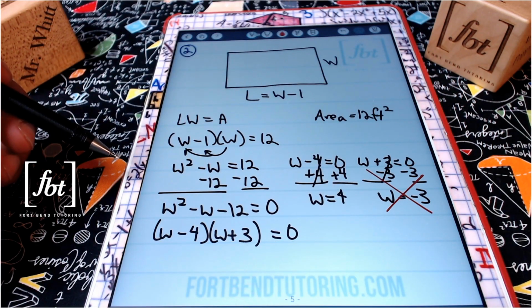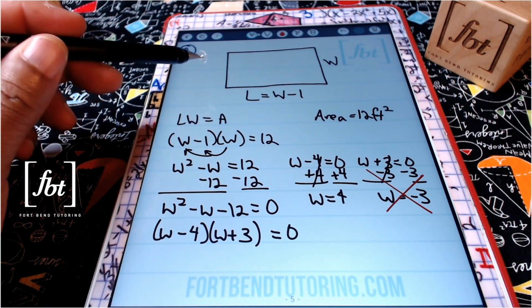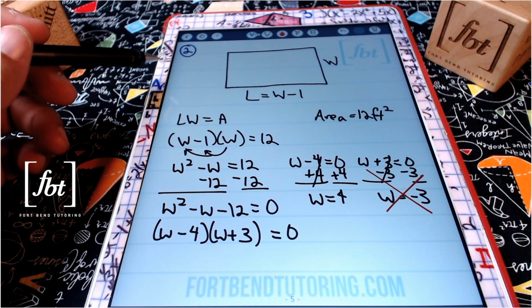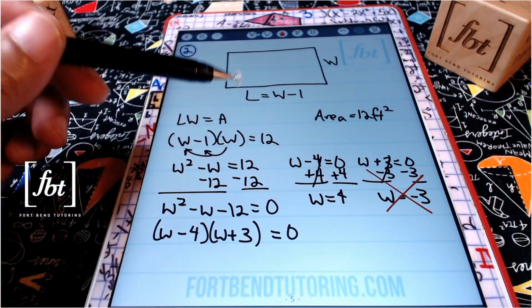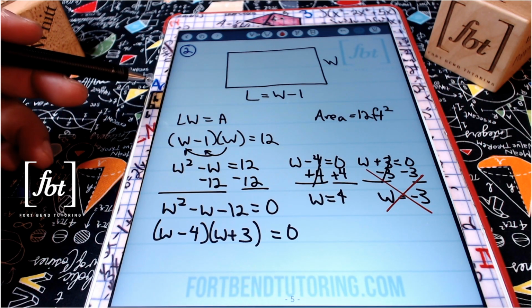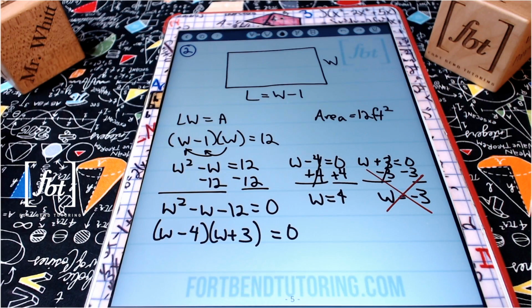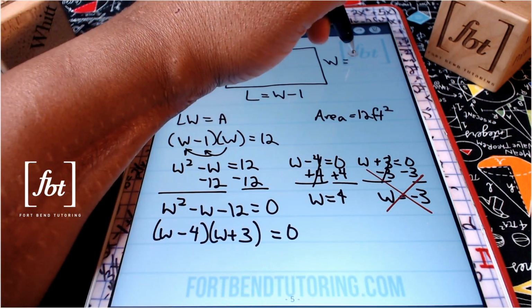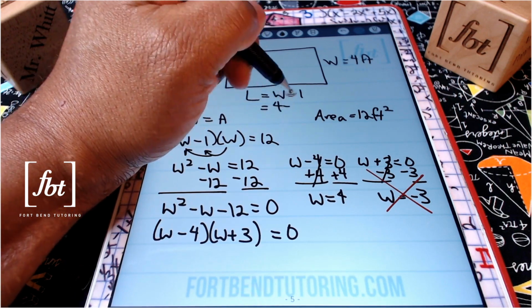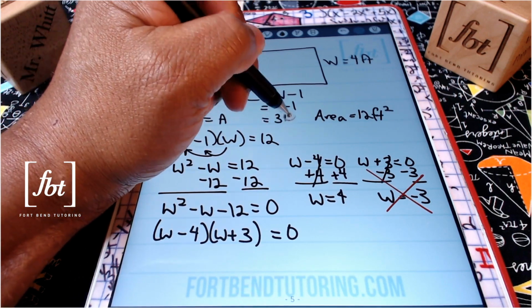And since they're asking us for the dimensions of this rectangle, remember that you always want to make sure that you're answering the question of the original word problem. And this word problem didn't just ask us for the width. It asked us for the dimensions. So they want both. They want to know the width and the length of this rectangle. So that means that my width here will equal 4 feet, while the length is going to be 4 minus 1 to give me a value of 3 feet.